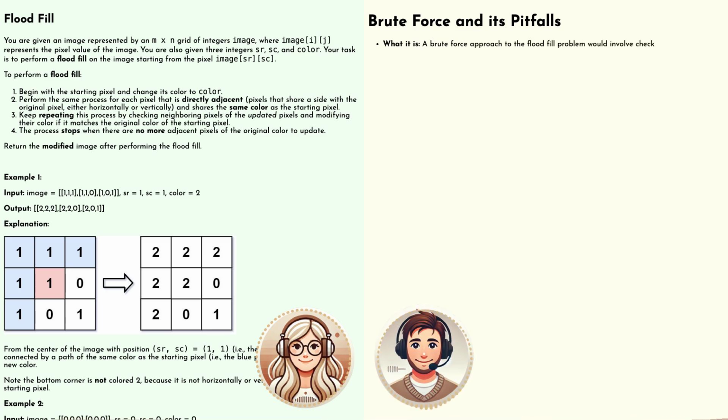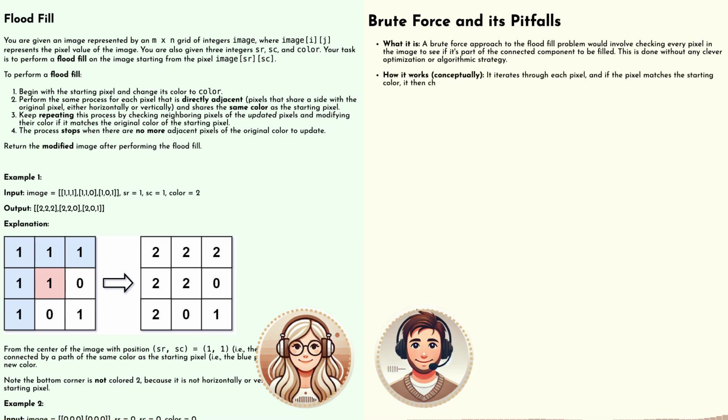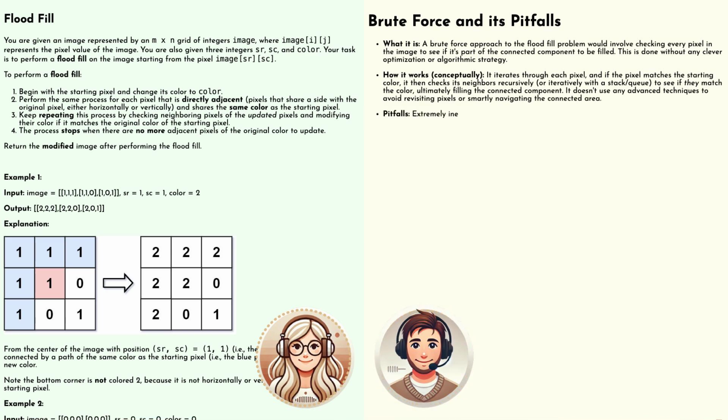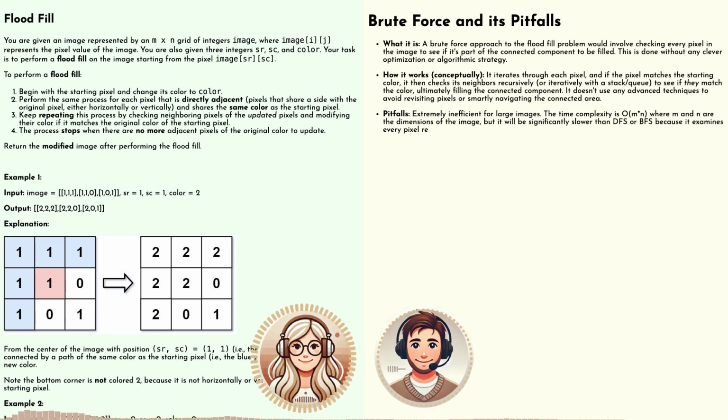Perfect analogy. So before we get into all the fancy algorithms, a thought just popped into my head. What if we just went through every single pixel in the image one by one, and if it matches the color of our starting pixel, we change it to the new color? Just a simple brute force approach, you know? Yeah, that's a common first thought for sure.